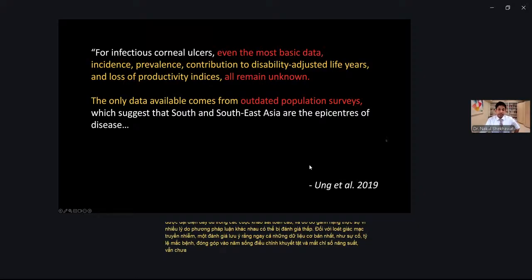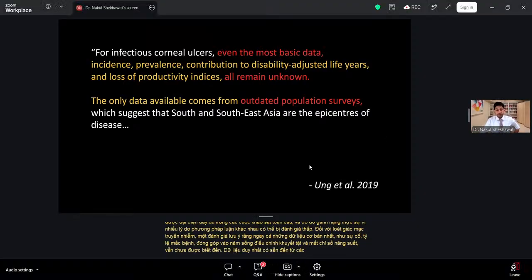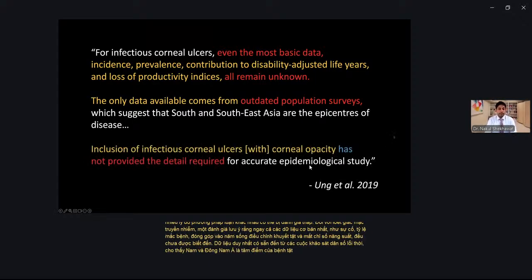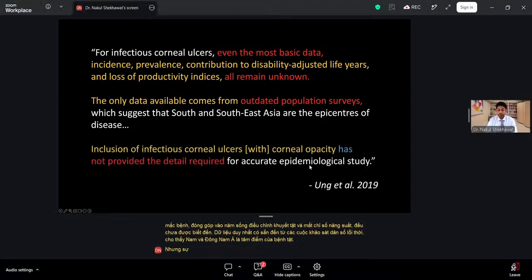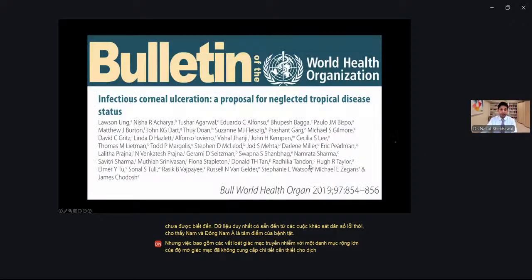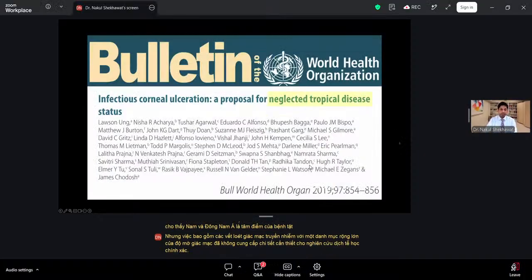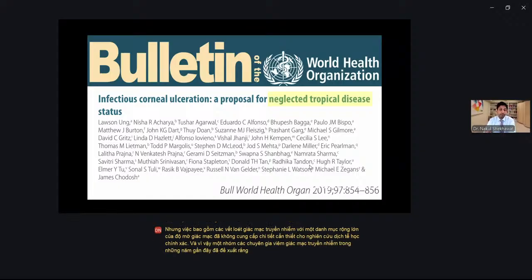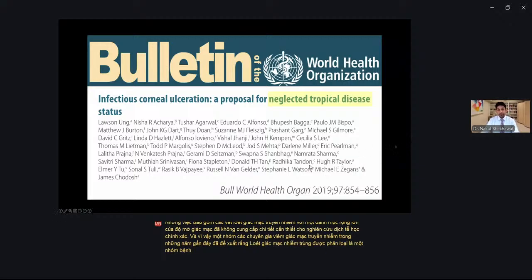The only data available comes from outdated population surveys, which suggest that South and Southeast Asia are the epicenters of disease. But inclusion of infectious corneal ulcers with a broad category of corneal opacity has not provided the detail required for accurate epidemiological study. And so, a group of infectious keratitis experts in recent years have proposed that infectious corneal ulceration be classified as a neglected group of tropical diseases for these reasons.